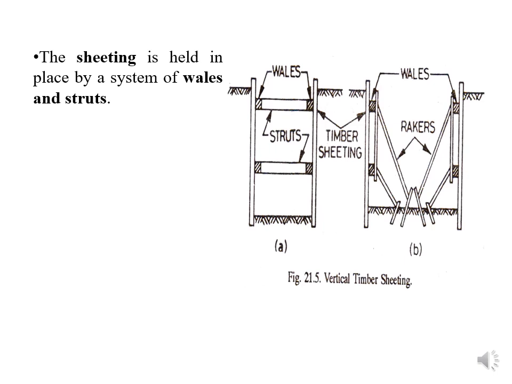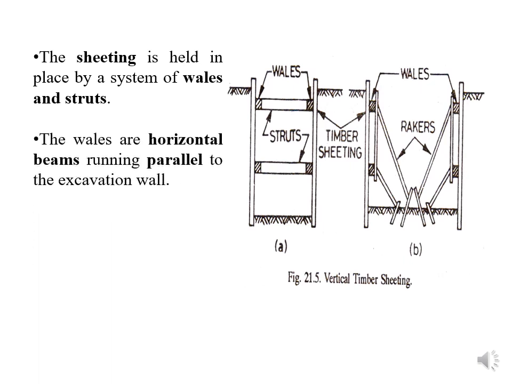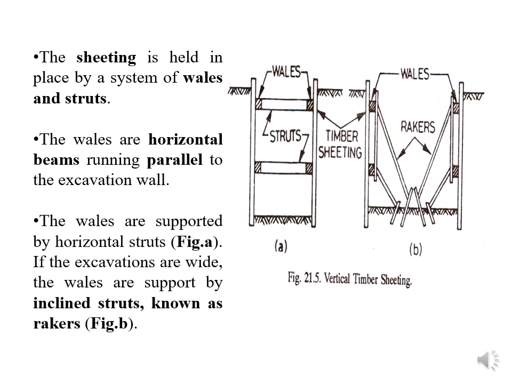You can see in the figure, the strut is also there. Timber seats has also been shown in the figure. Wells is also a support, right, which is put or placed at the end of the strut, right. The wells are horizontal beams running parallel to the excavation wall, right. It is going parallel to the excavation wall along the timber seat. The wells are supported by horizontal struts, right. If the excavation is wide, the wells are supported by inclined struts known as rakers.